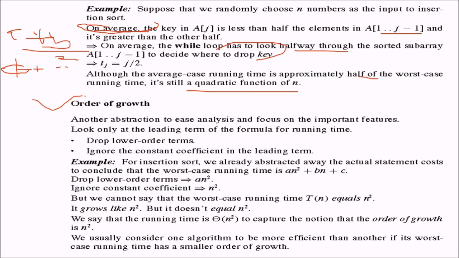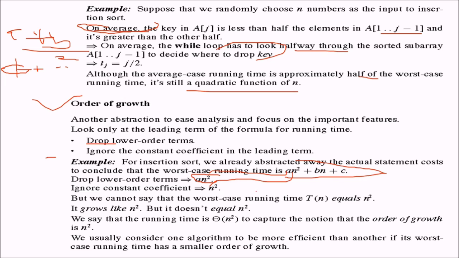And what about the order of growth now? To ease our analysis, we need to focus on important features. We look only at the leading terms of the formula for running time. We just drop or ignore the lower order terms and the constant coefficient. For insertion sort, we already abstracted away the actual statement cost to conclude that the worst case is a n square plus b n plus c. If we drop the lower order terms, we will just find a n square. And if we ignore the constant, we will see that it is n square.